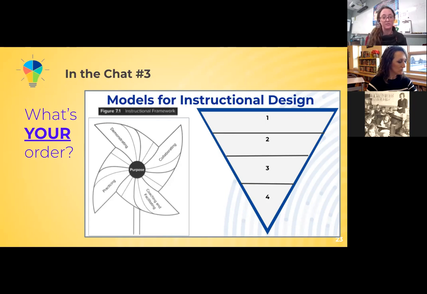Sure, I think it could be in a virtual setting or in person. And we'll show you today in the session how this works in person and in a virtual, hybrid, or distance setting. I'm seeing demonstrating, practicing, coaching, facilitating, and then collaborating, similar to the upside down triangle diagram here. It seems like people have the same order so far.